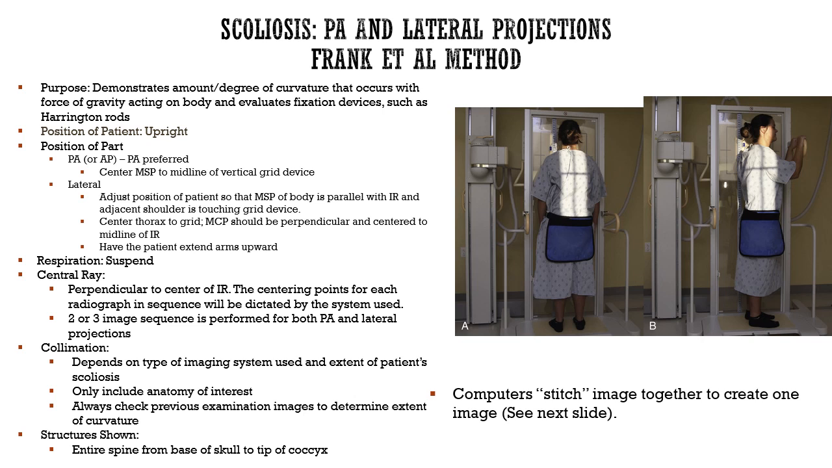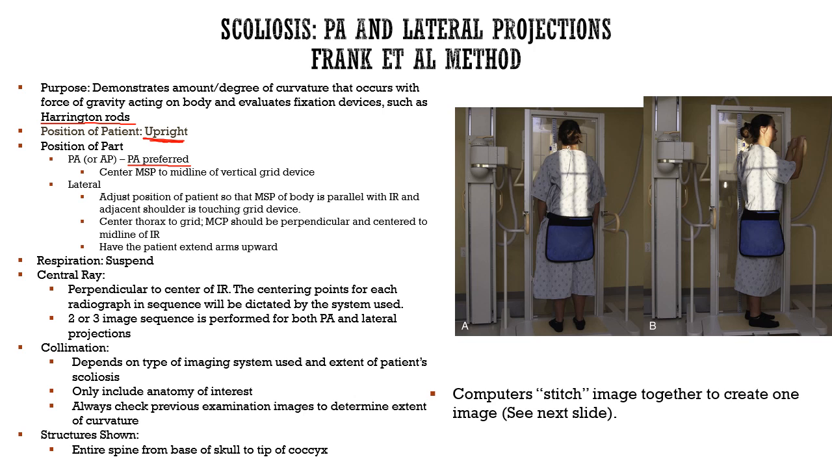What this is going to do is look at the degree of curvature that occurs with the force of gravity acting on the body, and evaluate fixation devices such as Harrington rods. The patient is always upright for a scoliosis study. The PA is preferred because the patient would receive less dose to the breast. These are performed in adolescent patients, typically females, and so their dose to the breast would be decreased by the PA projection.